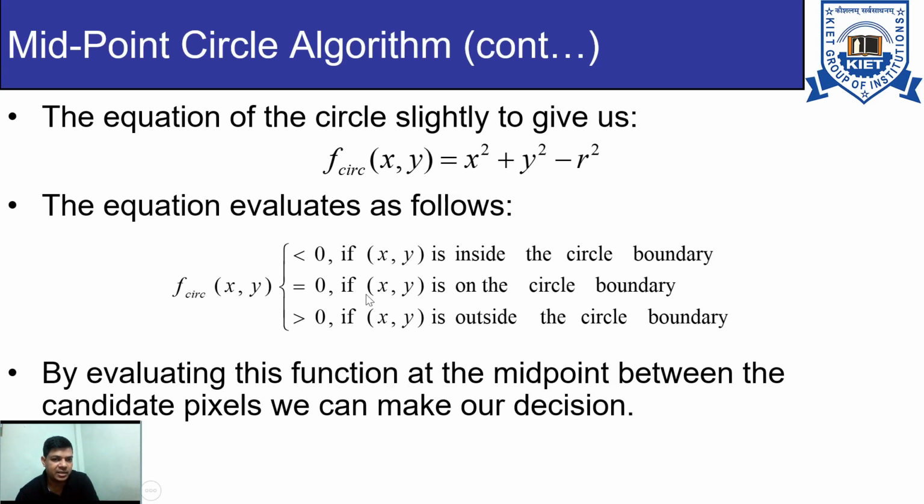So this is the property that we are all familiar with, and by making use of this property we will move forward. By evaluating this function at the midpoint between the candidate pixels, we can make our decision. So obviously this function will help us as a decision parameter, and it will help us choose which pixel we have to activate.